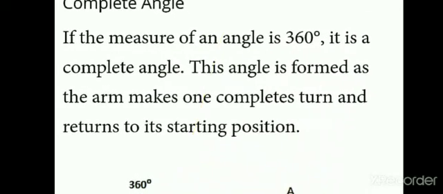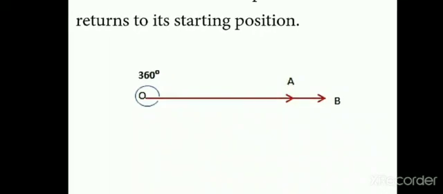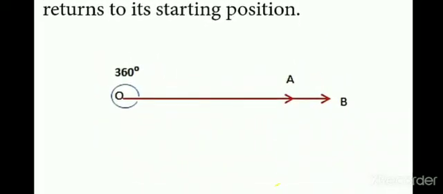Complete angle. If the measurement of an angle is exactly 360 degrees, it is a complete angle. This angle is formed as the arm makes one complete turn and returns to its starting point. See here, in the 0 degree angle also, OA lies on OB, but OA did not move anywhere. But in the complete angle, OA moved one complete circle and again lay on OB itself. That's why it is called a complete angle, which makes 360 degrees.